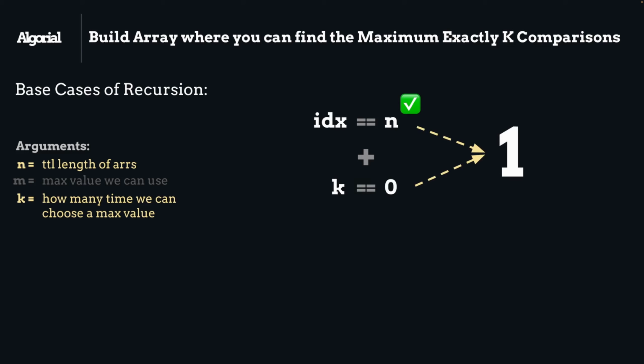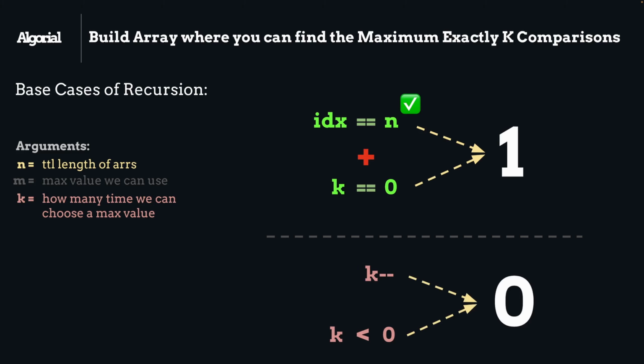We have already consumed our k quota, k equals 0, plus our array is filled up to its allowed capacity. On the other hand, we definitely want to decrement k as we choose any max value, right? If k goes below 0, we return 0 from that recursive function, meaning we are out of k quota or search cost. We can't continue with that case anymore. So that was our base cases.